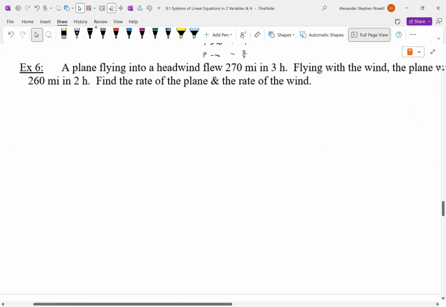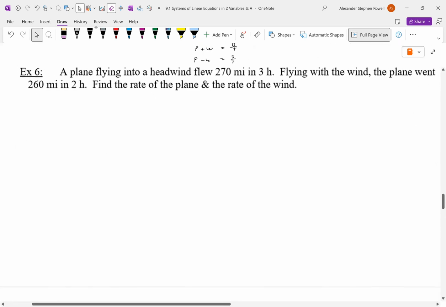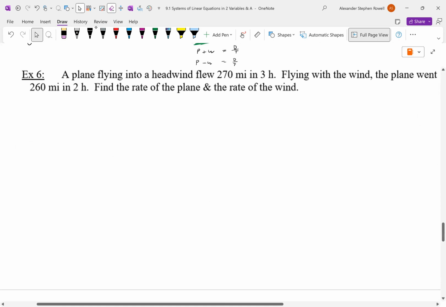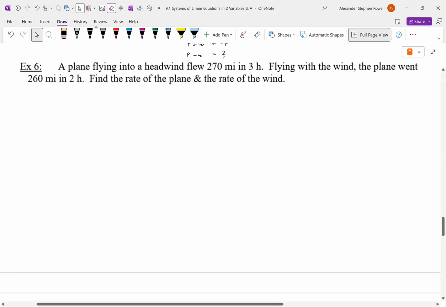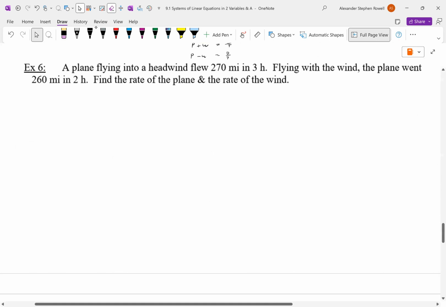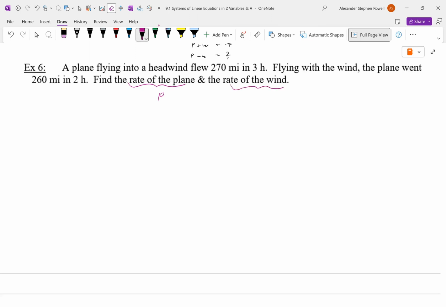Let's try example 6. A plane flying into a headwind flew 270 miles in 3 hours. Flying with the wind, the plane went 260 miles in 2 hours. Find the rate of the plane and the rate of the wind. P, W.